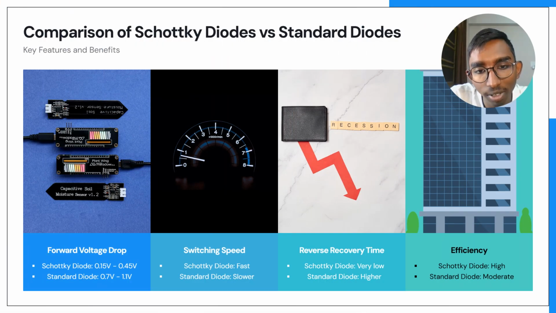For the comparison between Schottky diodes and standard diodes, this comparison may explain a lot. The forward voltage drop compared to a normal diode is lower, the switching speeds are also fast, the reverse recovery time is also fast, and the Schottky diodes have high efficiency compared to the standard diodes.